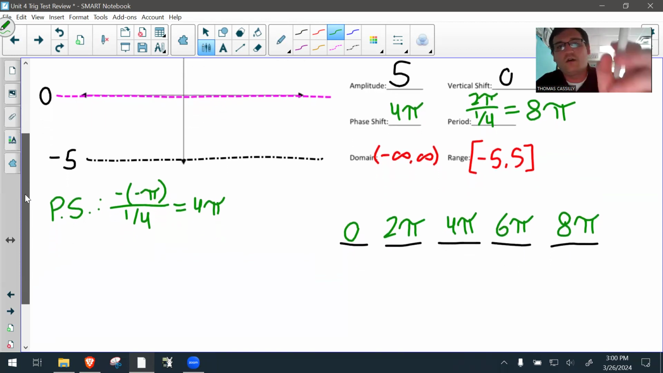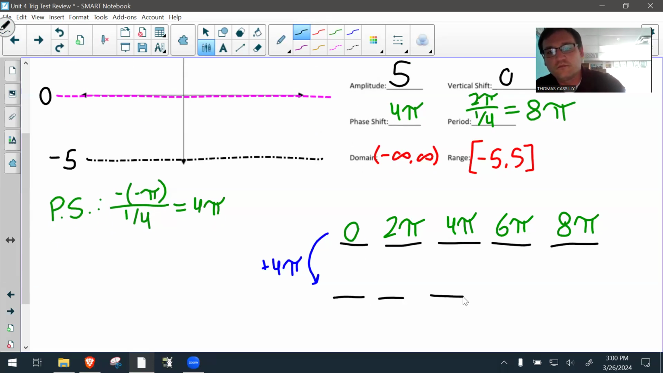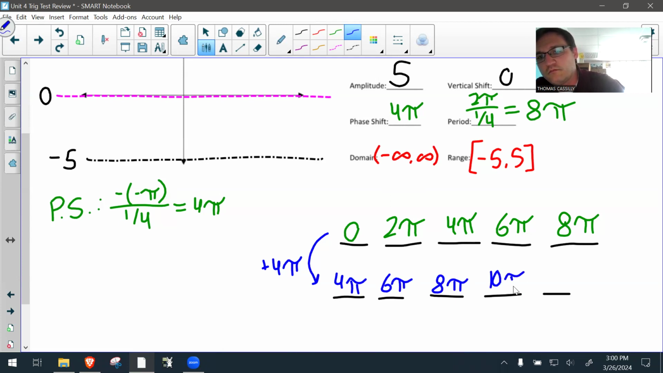All right. So with that phase shift, we're going to add 4 pi. So add 4 pi to everything, right? Nothing too groundbreaking here. 4 pi, 6 pi, 8 pi, 10 pi, and 12 pi. Right? Those are the important points.